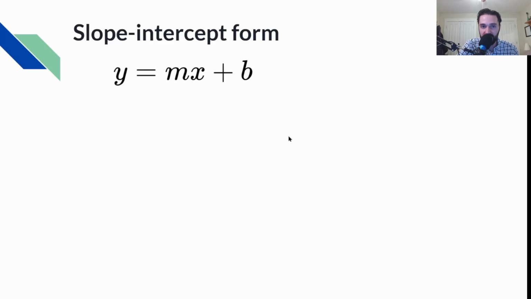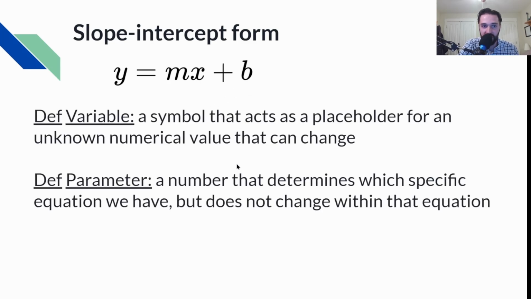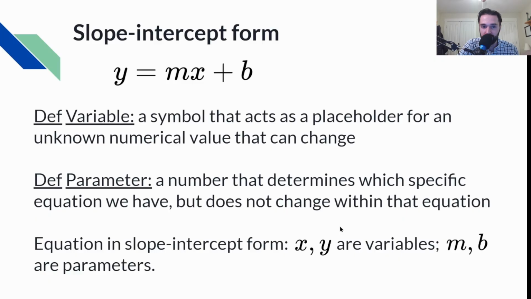Let's take a closer look at the equation here. I have 4 letters, but just because something is a letter does not necessarily mean that it's a variable. Let's make a distinction here. We've seen this first definition before: a variable is a symbol that acts as a placeholder for an unknown numerical value that can change. But a parameter, on the other hand, is a number that determines which specific equation we have, but does not change within that equation.